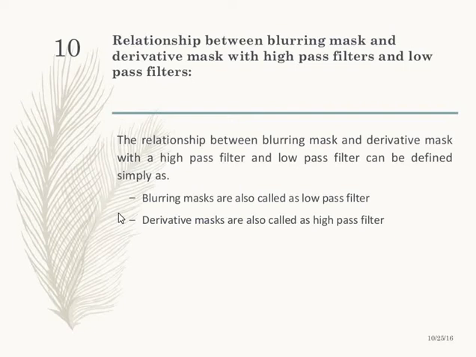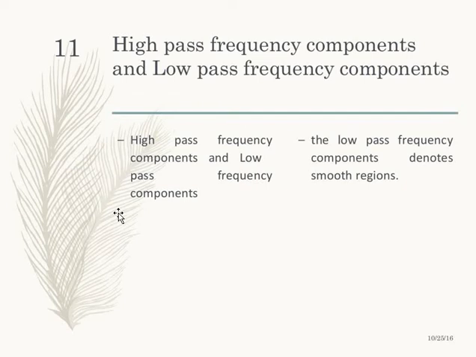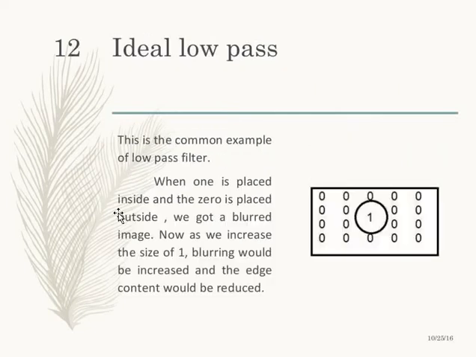The relationship between blurring masks, derivative masks and the high pass and low pass filters is that the blurring masks are called low pass filters and the derivative masks are called high pass filters. The high pass filter and the low pass filter denote which frequency components are passed, and the low pass smooths the edges of the components.